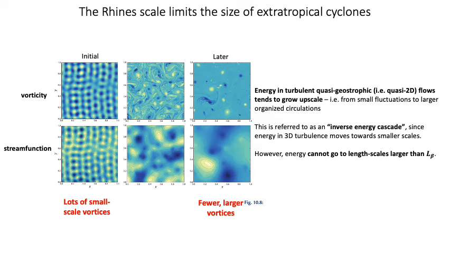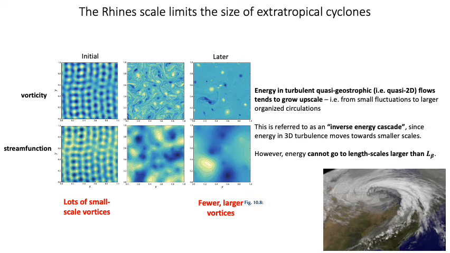and they use the term inverse because energy in regular 3D turbulence tends to move towards smaller scales. If you have a large vortex, it tends to break down into smaller vortices, and smaller thereafter. So this is the opposite direction of that cascade of energy. It's going upscale. However, energy cannot go to length scales larger than the Rhines scale. This is because, for the same physics that I just described, if you get larger than the Rhines scale, or appreciably larger, you're going to generate Rossby waves that are going to move away, and they're dispersive.